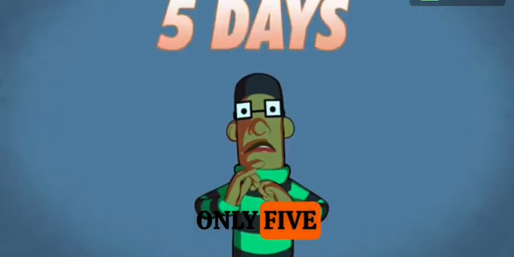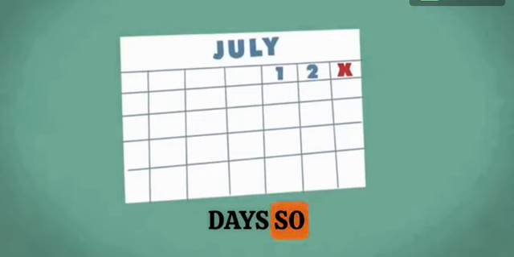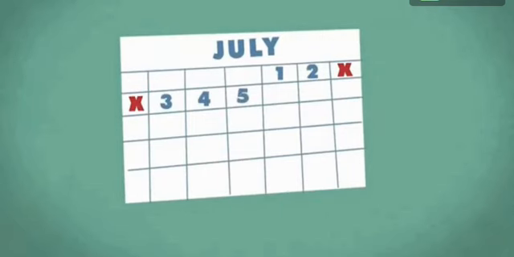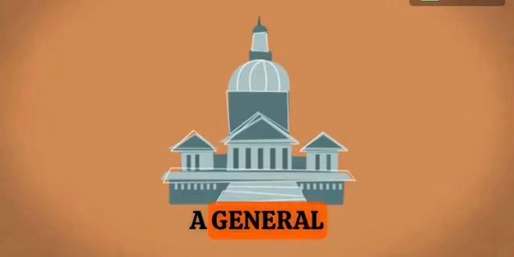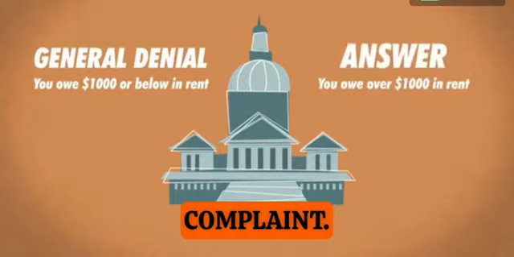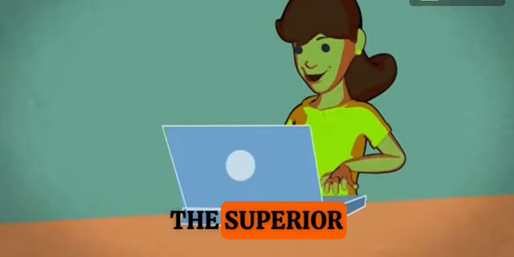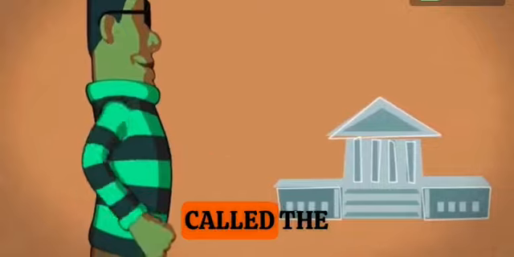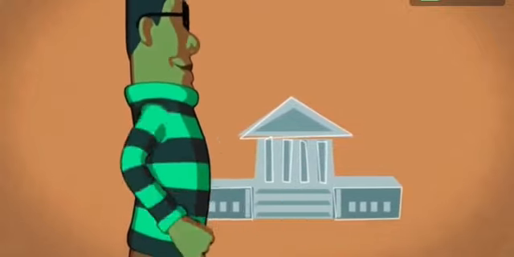You have only 5 days to reply to the lawsuit. 5 court days, so weekends and court holidays are excluded. You must file either a general denial or an answer at the courthouse that is listed on the complaint. You can go online to the Superior Court's website or go to the courthouse to get a document called the answer and fill out and file.